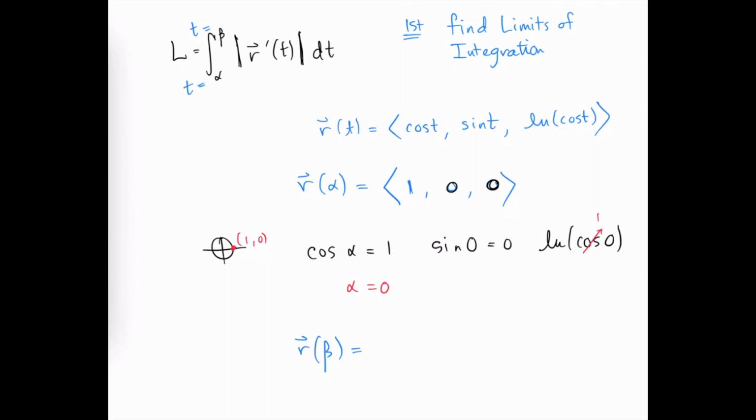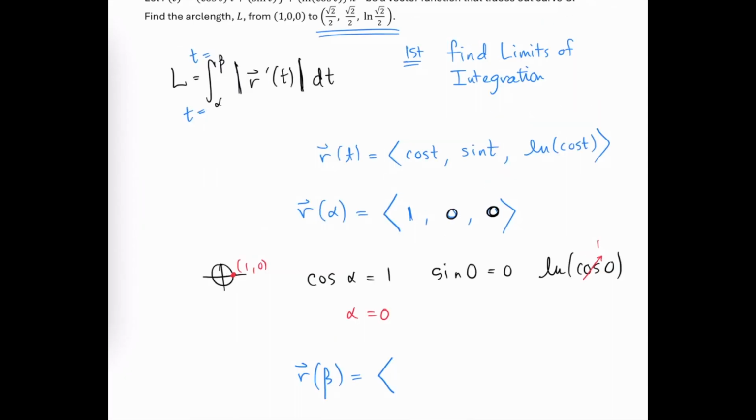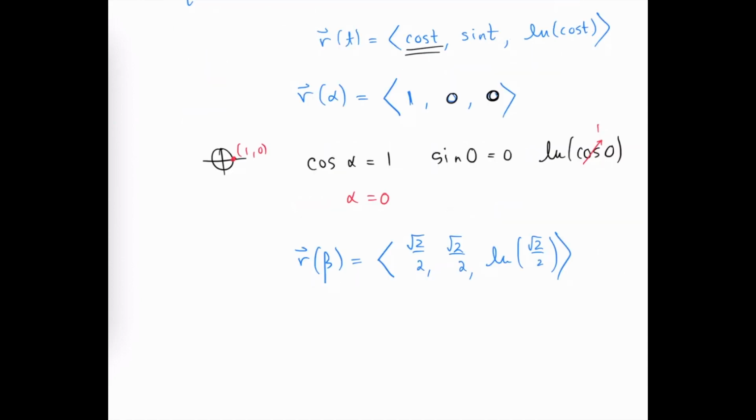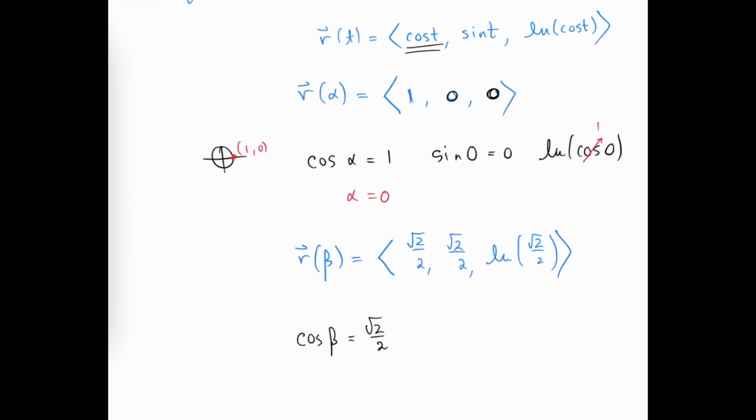Now let's figure out the value of beta that, when plugged into the position vector function, yields a vector that terminates at the ordered triple, rad 2 over 2, rad 2 over 2, and the ln of rad 2 over 2. So we're looking for the value of beta that would cause the cosine to be rad 2 over 2. Seems like our value of beta would be pi over 4.